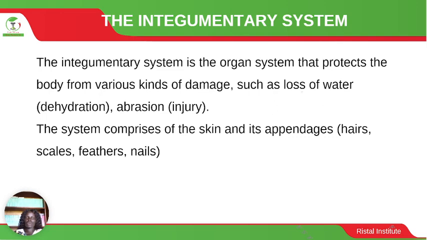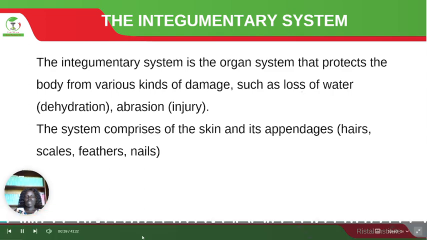And I'm going to take you through the integumentary system. The integumentary system is the organ system that protects the body from various kinds of damage, such as loss of water, which can be termed medically as dehydration, then abrasion, or what we can term as injury. The system comprises the skin and its appendages: hairs, scales, feathers, and the nails.